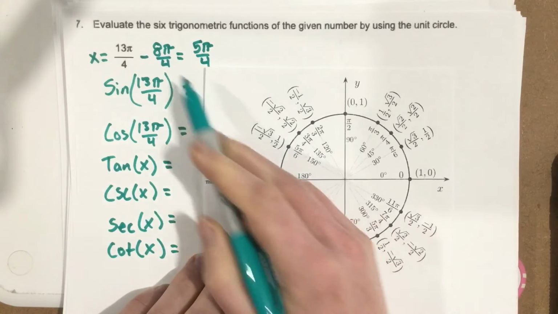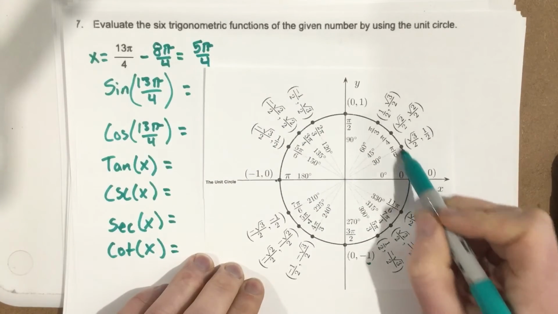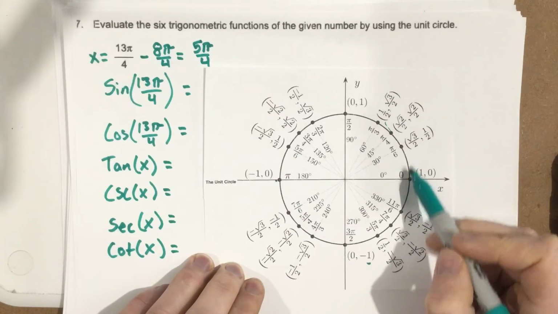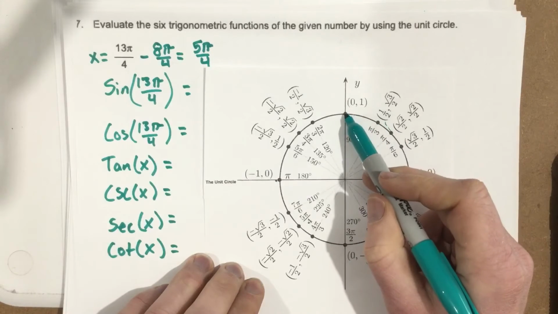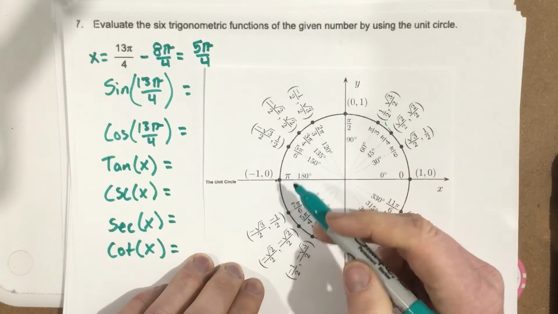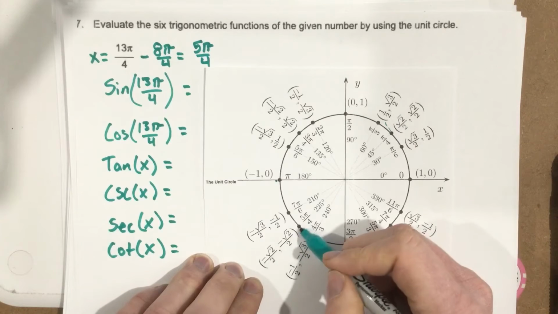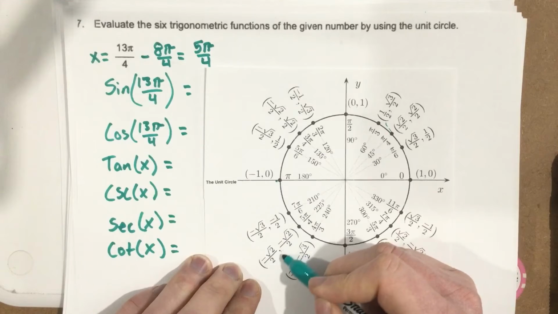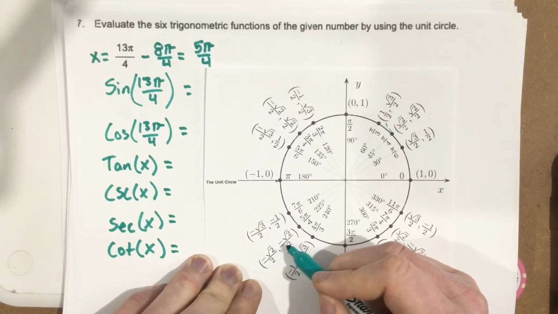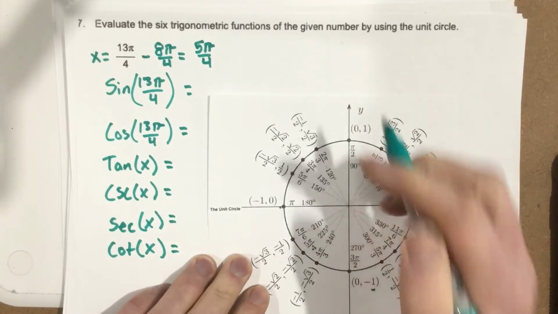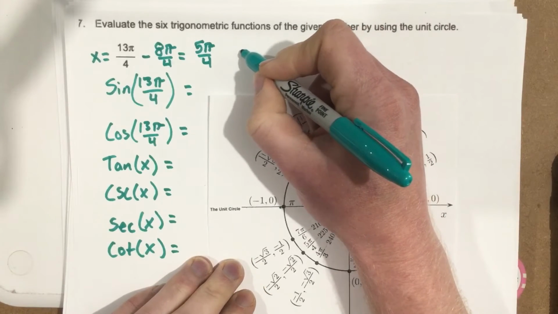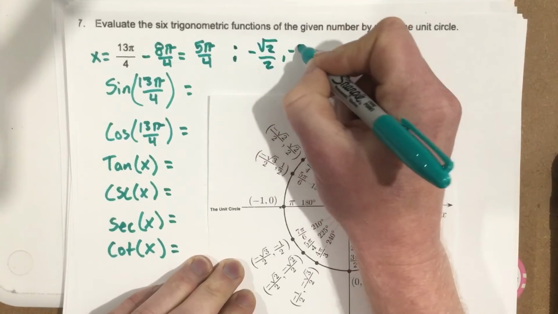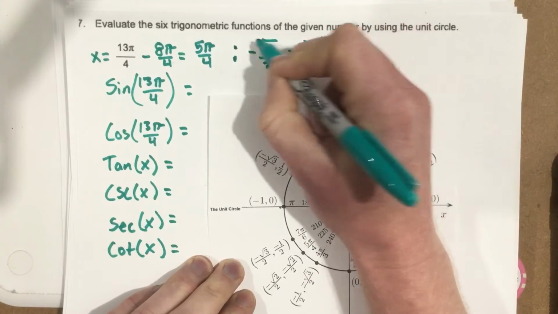Now, if we wanted to do 13 pi over 4, we could have gone around 2 pi, which would be 8 pi over 4, and then 9 pi over 4, 10 pi over 4, 11 pi over 4, 12 pi over 4, 13 pi over 4. Either way, 13 pi over 4 and 5 pi over 4, because they're coterminal angles, have the same coordinate. That coordinate is negative root 2 over 2, comma negative root 2 over 2. So let's write down that coordinate: negative root 2 over 2, comma negative root 2 over 2.